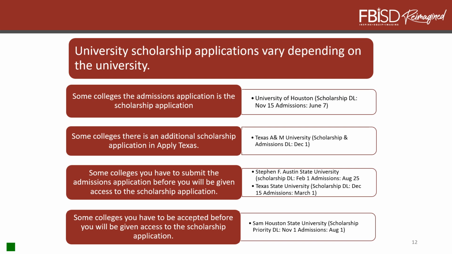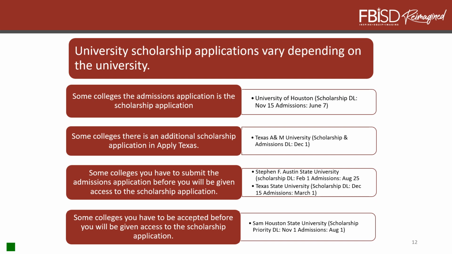At some colleges, you have to submit the admissions application before you will be given access to the scholarship application. For example, Stephen F. Austin State University has a priority scholarship deadline of December 1st and an admissions deadline of August 25th. However, if you want to be able to apply for the university scholarships, you must submit your admissions application well before February 1st so that you can gain access to the university's scholarship application portal.